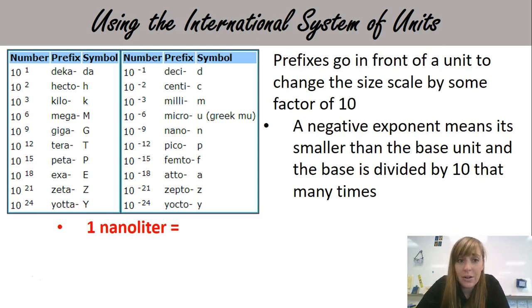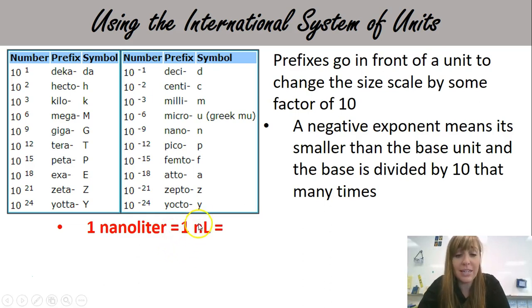So a nanoliter, for example. How would I rewrite this with abbreviations? Nano, I see up here, has the symbol n, and liter is a capital L, we know from our last set of notes. So this is going to be 1 nL, with a capital L but a lowercase n.